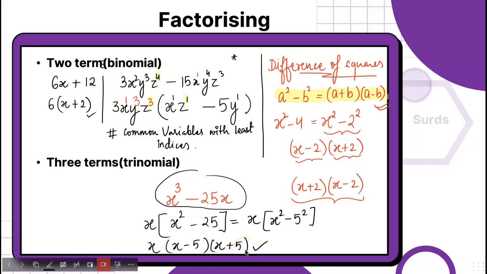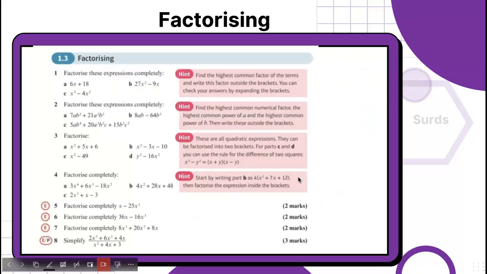Hope that makes sense. Now just to have a good practice of factorizing two terms, I have taken some questions out. These questions are from your practice book, not the main book, the practice book we have. So let's simply solve the first one. So A part would be just 6, x plus 3. What will the B part be? Let's try writing your answer.